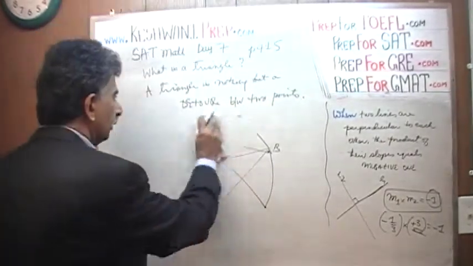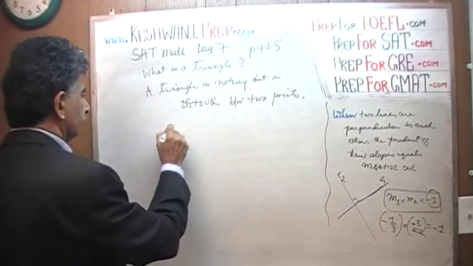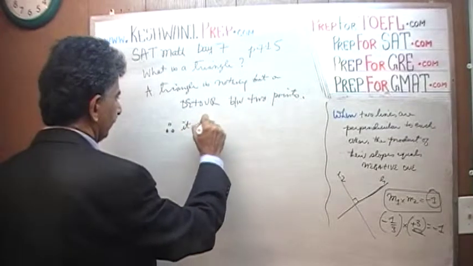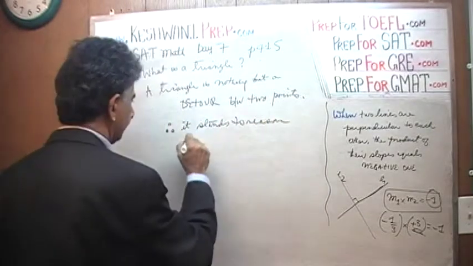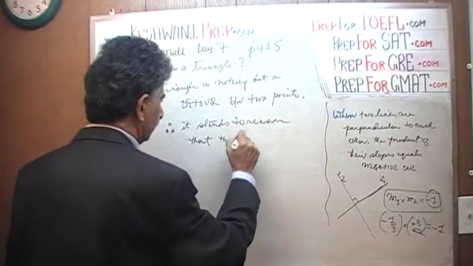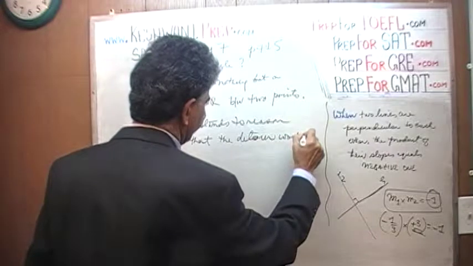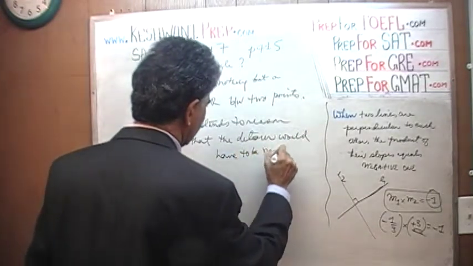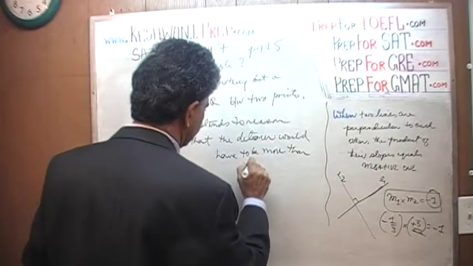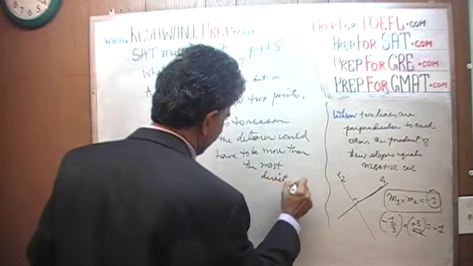Therefore, it stands to reason that the detour would have to be more than the most direct route.